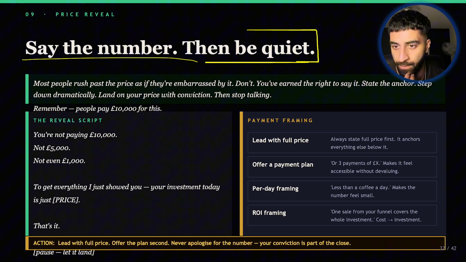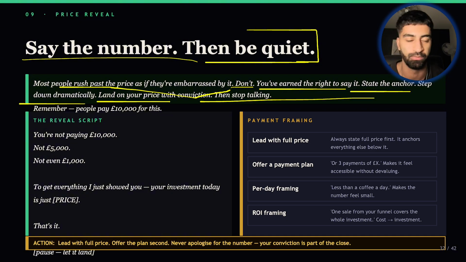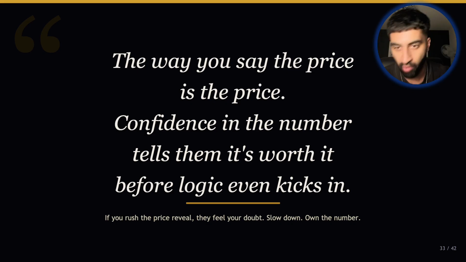Most people rush to the price as if they're embarrassed by it. Don't. You've earned the right to say it. State the anchor, step down dramatically, land your price with conviction, then stop talking. The way you say the price is the price. Confidence in the number tells them it's worth it before logic kicks in. That's why you need to be confident when you're saying these kinds of things. Don't just be quivering. Look in the camera, not in the eye, but look in the camera and say it.